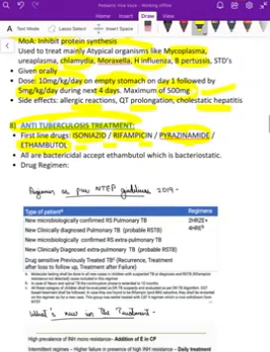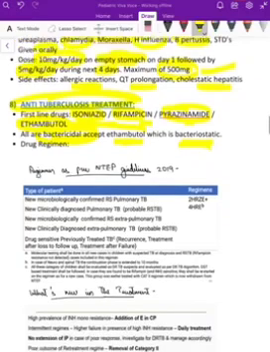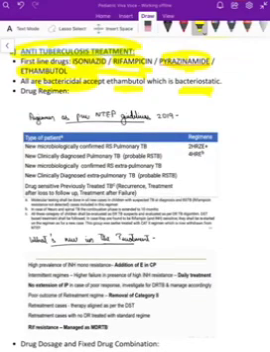So all are bactericidal except ethambutol, which is bacteriostatic. The next important question that will be asked: usually they'll ask which is bacteriostatic, and you will have to answer ethambutol. What is the present drug regimen that is being followed? As per recent NTEP guidelines, there is only one class of patient; category A and category B have been removed, and the regimen followed is daily regimen, not alternate day.